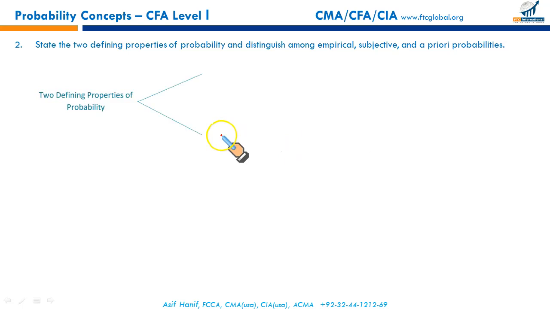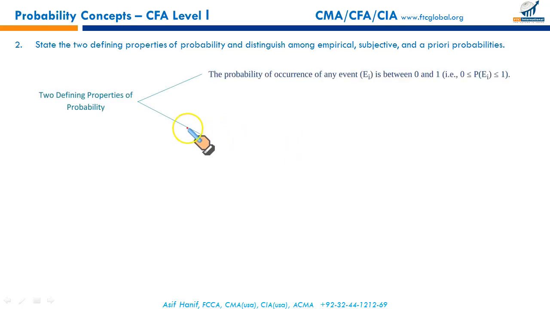The 2 defining properties are: the probability of occurrence of any event is between 0 and 1. Either the event will not happen, or if it does happen, it is certain to happen, it will be 1. Probability will fall anywhere between 0 and 1. It cannot be less than 0, it cannot be negative, and it cannot be more than 1. It cannot be more than 100%. So the probability of any event will fall between 0 and 1. This is the first defining property.